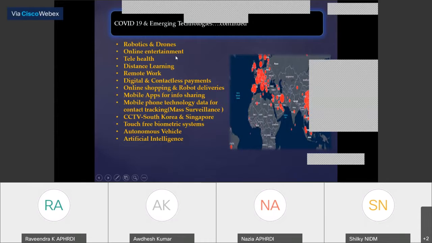Then online entertainment. We also saw that during the lockdown, stress levels were observed to increase in society. At that time, cinema halls were closed, and a number of amusement parks were closed. In that time, online entertainment provided people a way to entertain themselves and maintain their mental health. A lot of OTT platforms launched. Telehealth: you cannot go to the doctor, but you can consult with the help of telehealth technology.